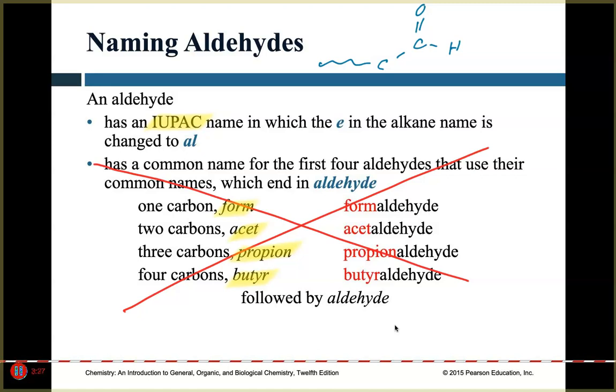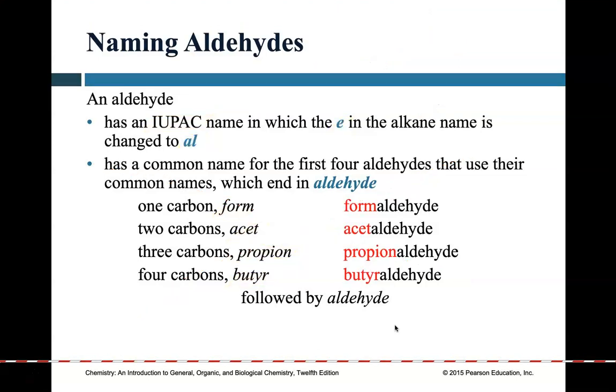And it's as easy as replacing the E in the alkane name with the suffix al. Just make sure you're keeping track of ol versus al. One is an alcohol, so that's where the ol comes from, and then the aldehyde, that's where the al is coming from. So let's see if we can put that into practice.